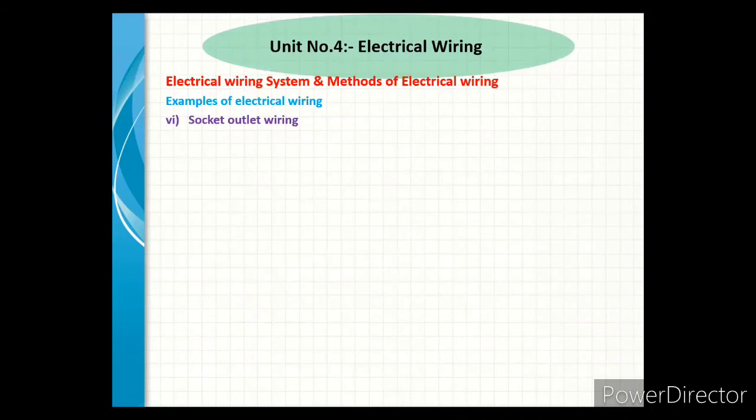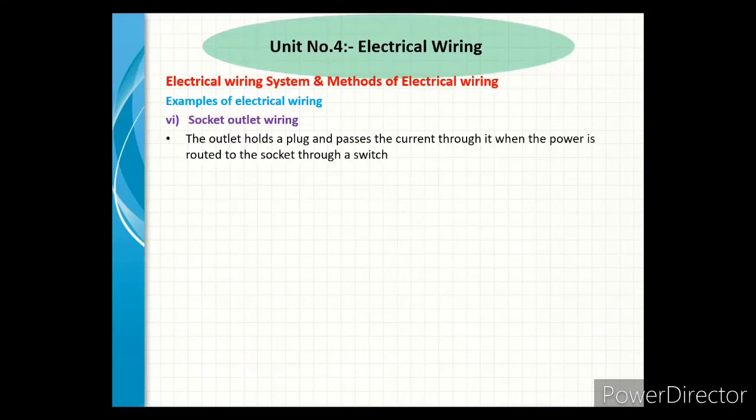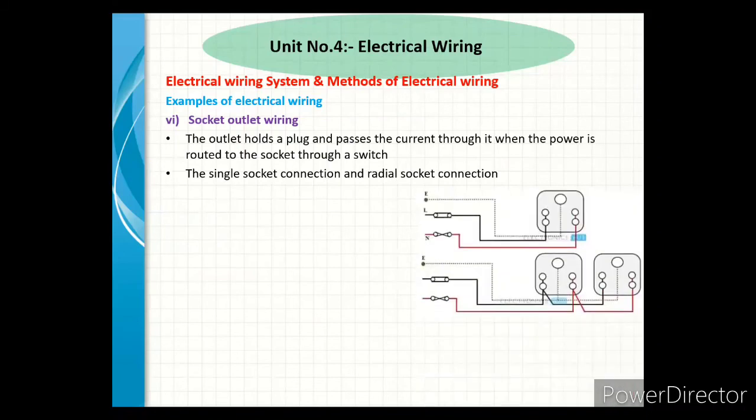The sixth example is socket outlet wiring. The outlet holds a plug and passes current through it when the power is routed to the socket through a switch. There are single socket connections and radial socket connections.